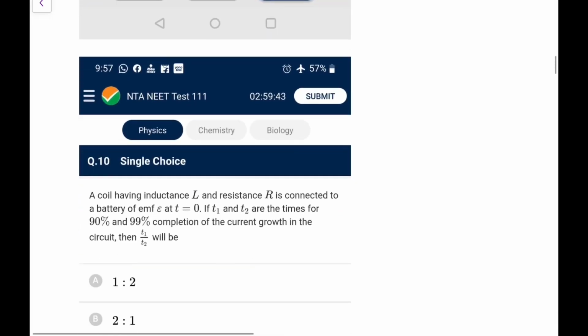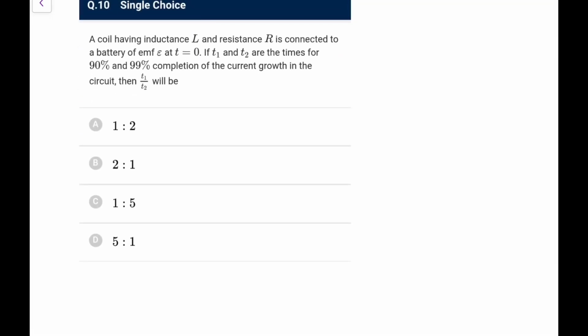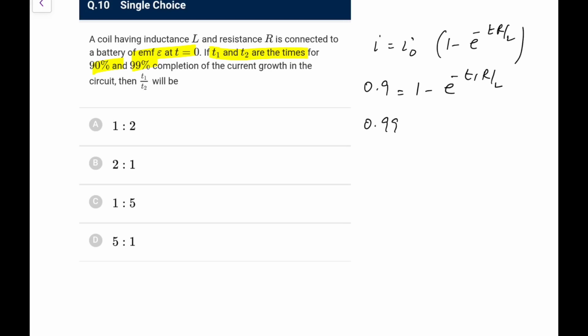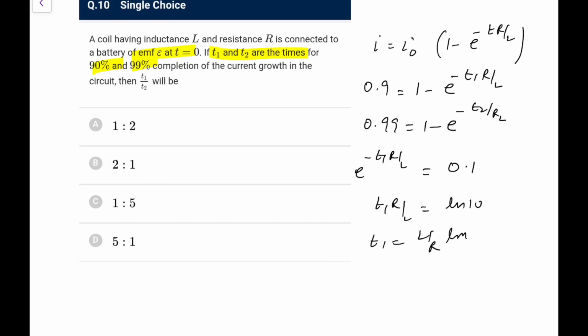Next one. A coil having inductance L and resistance R is connected to a battery of EMF at t equal to 0. t1, t2 are the times for 90% and 99% completion of the current growth, then t1, t2 would be. So we can say I is I naught times (1 minus e to the power minus tR by L). For 90%, this becomes 0.9, I by I naught, that is 1 minus e to the power minus t1 R by L, and 0.99 means 1 minus e to the power minus t2 R by L. So from above, e to the power minus t1 R by L is equal to 0.1. So t1 R by L is equal to ln 10. So t1 is L by R, ln 10.